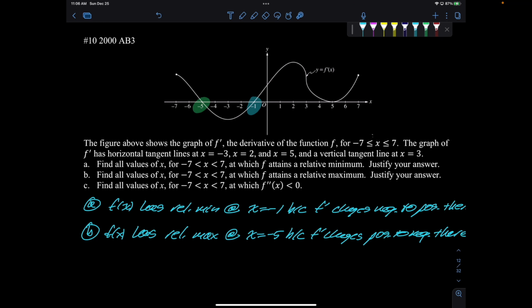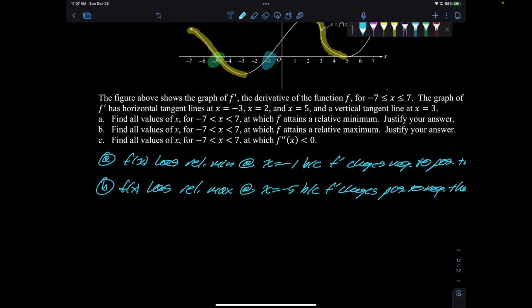Anyway, f double prime less than 0 would be when f prime is decreasing. Oh, sorry, f prime is decreasing, right? If f prime is decreasing, f double prime is negative. So there, and then also here. So I think those are the answers. All right, so f double prime is less than 0.